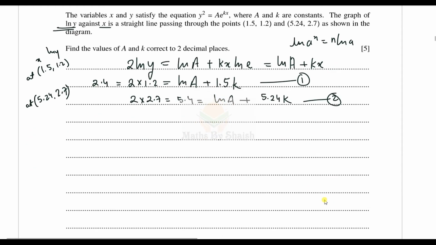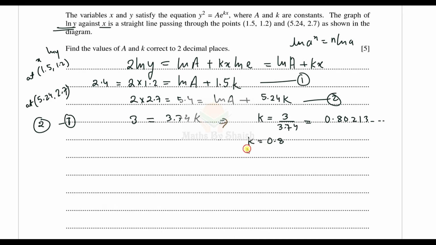Now we need to find the k and a values, so we'll subtract equation 1 from 2, and we will get 5.4 minus 2.4 is 3, is equal to ln a minus ln a is 0, and 5.24 minus 1.5 is 3.74. And hence from here we got the k value as 3 over 3.74, which is going to be 0.80213 and so on, and hence it can be written as 0.80.